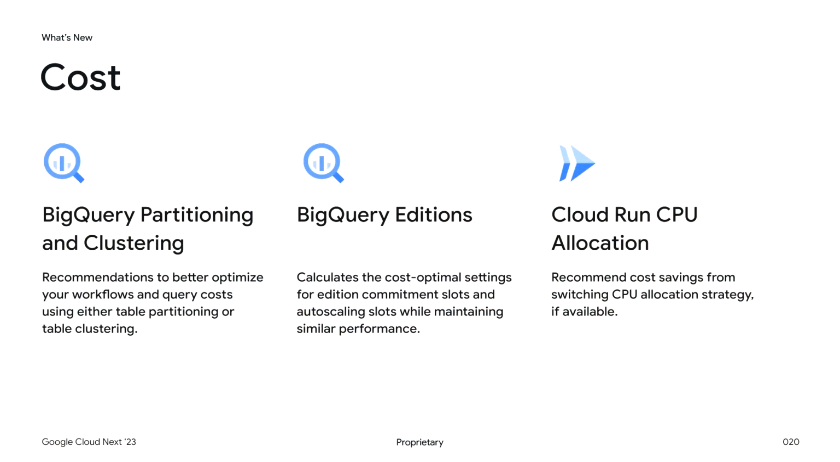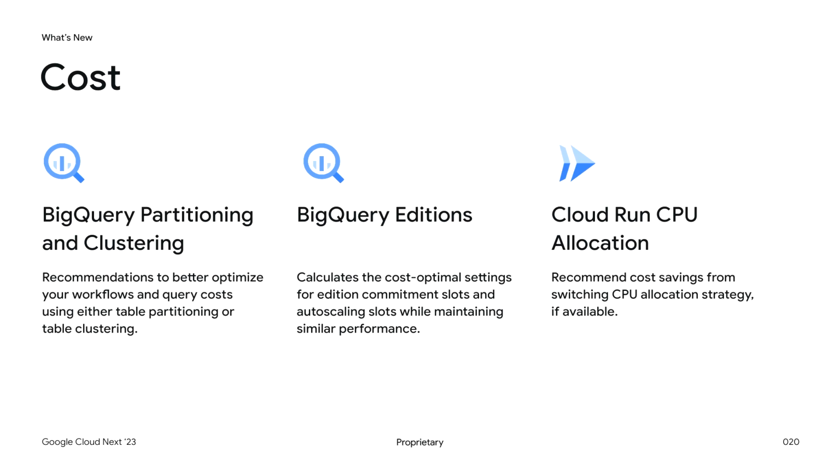Okay, let's jump into the new cost recommendations. Several new cost recommendations over the past 12 months. Let's start with the BigQuery options. So we launched BigQuery partitioning and clustering, which helps you figure out whether you can use table partitioning or clustering, obviously, to reduce your costs. We also have a recommender that'll help you calculate cost-optimal slot allocation while maintaining similar performance. Heavy BigQuery users have found both of these very useful.